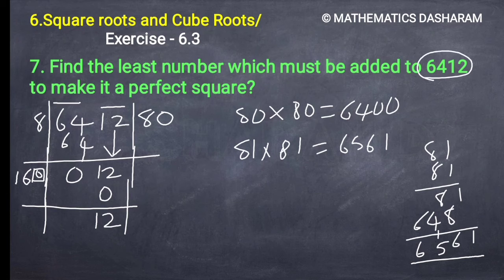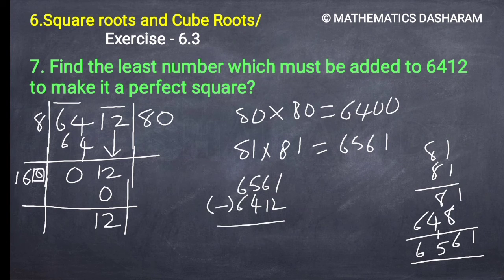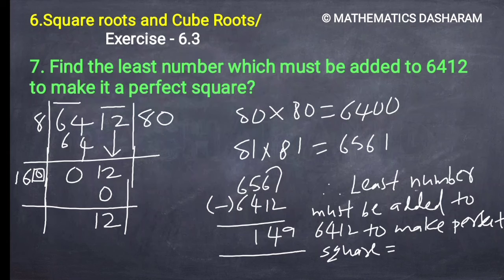But here the given number is between these two. So the least number that must be added to reach a perfect square is 6561 minus 6412. Let's subtract: 11 minus 2 is 9, 5 minus 1 is 4, 5 minus 4 is 1. So we need to add 149. The least number that must be added to 6412 to make a perfect square is 149.